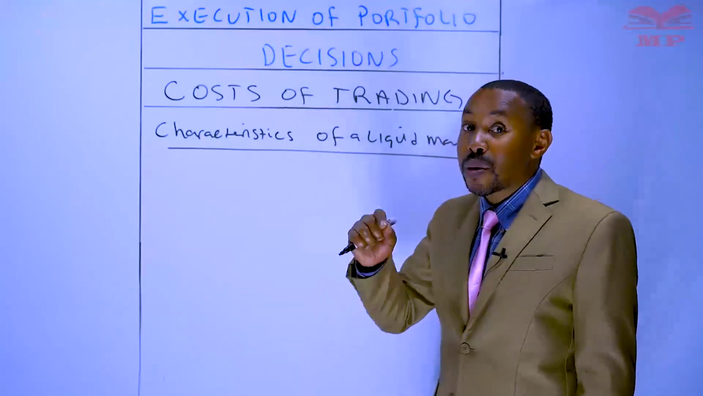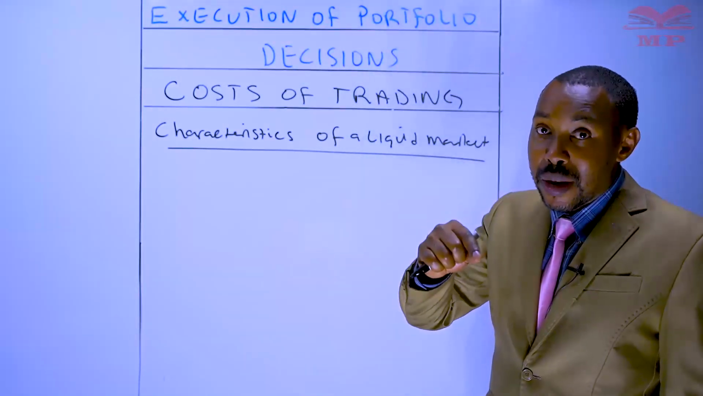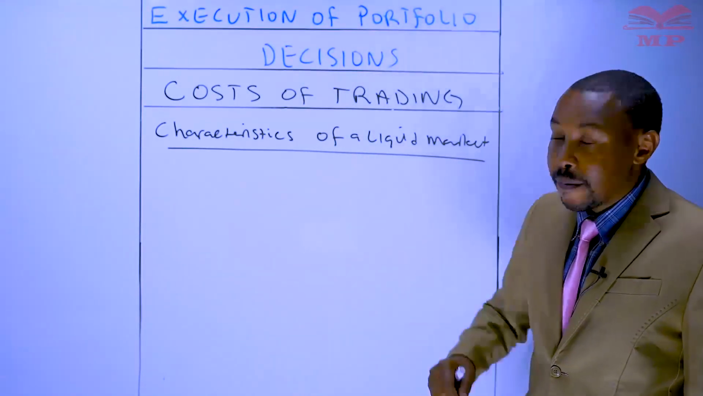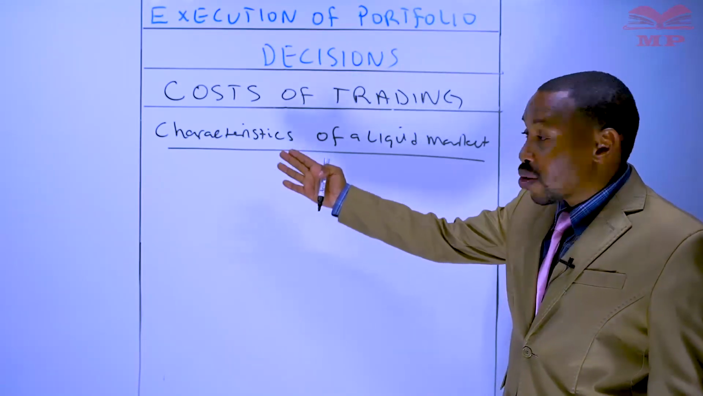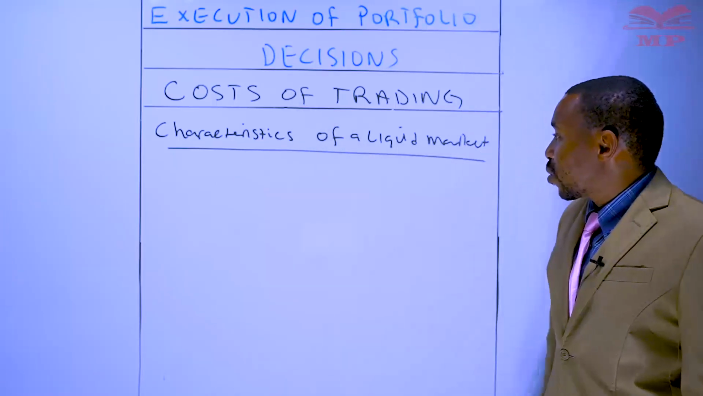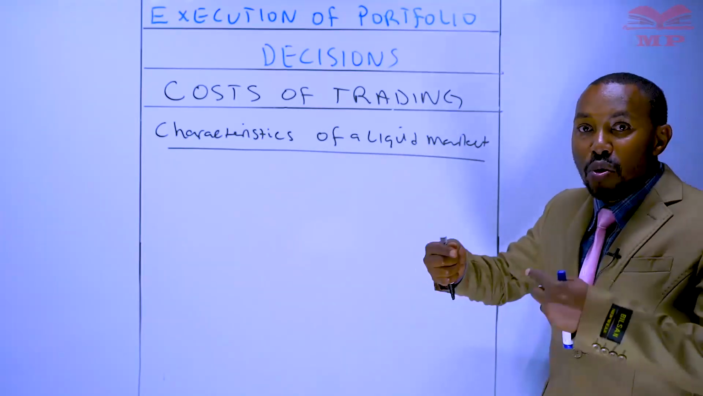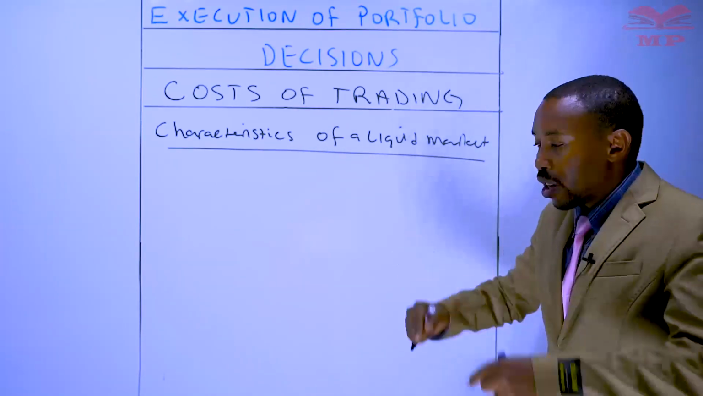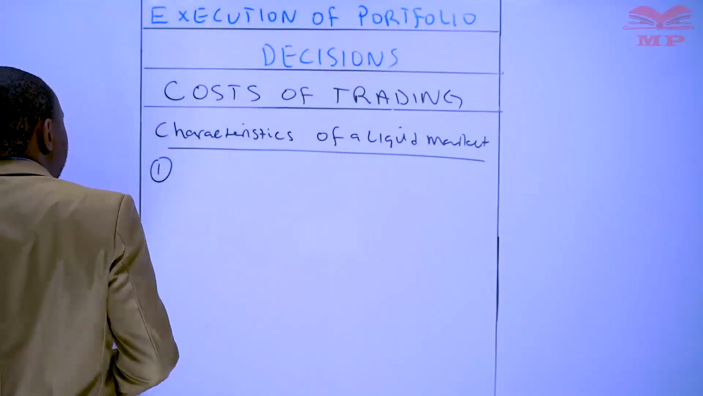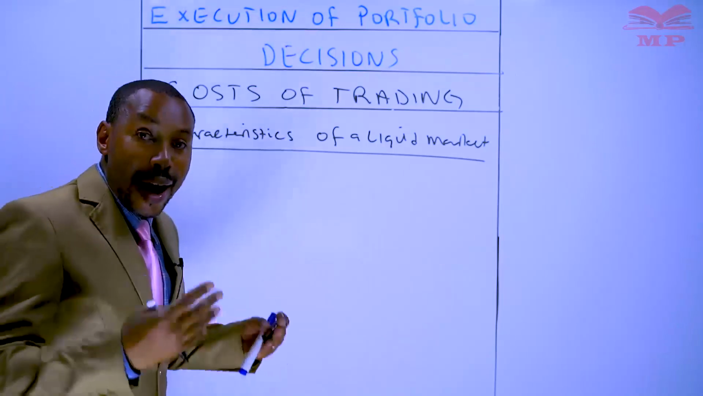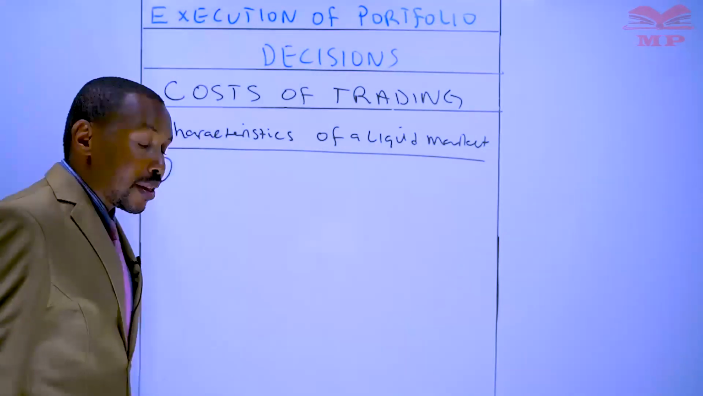In this case, I'm not specific about participating in the stock market. I'm talking also about the fixed income market. So it is important for us to learn about the characteristics of a liquid market so that we can be able to know when not to trade. So the first characteristic of a liquid market is that there are large numbers of buyers and sellers in the market.